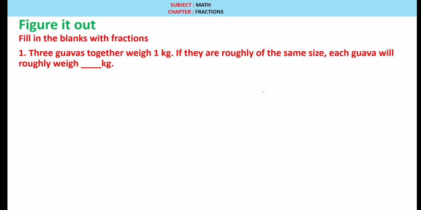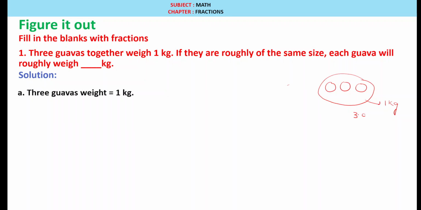Let us see the exercise questions. Figure it out. Fill in the blanks with the fractions. 3 govas together weigh 1 kg. If they are roughly of the same size, each gova will roughly weigh dash kg. See, there are 3 govas of roughly the same size, but together they combine to make 1 kg. Then how much will each weigh? Obviously 3 govas equal 1 kg. Therefore the weight of 1 gova will be 1/3 of this kg. So 1/3 kg.